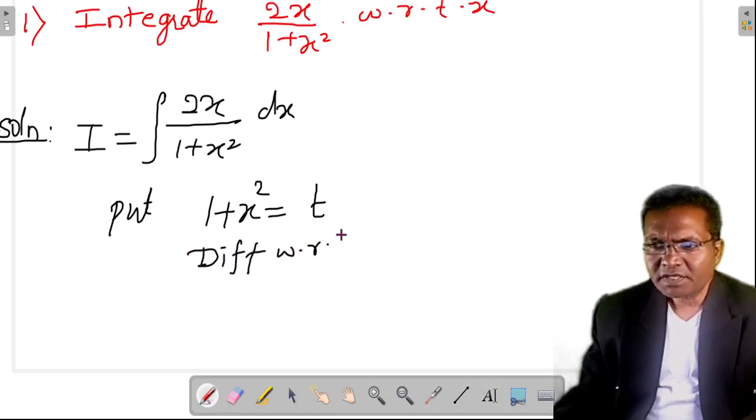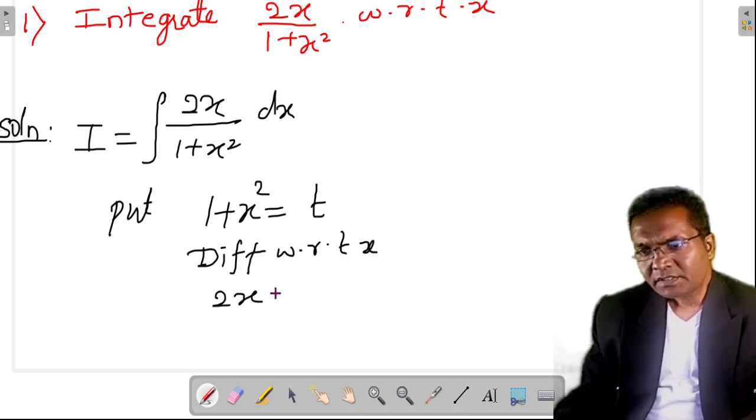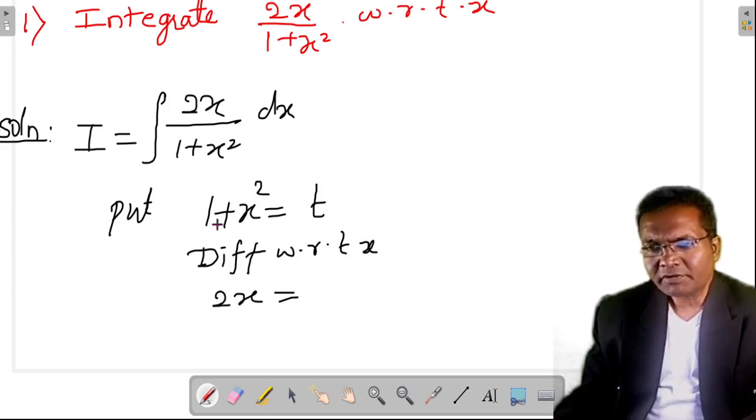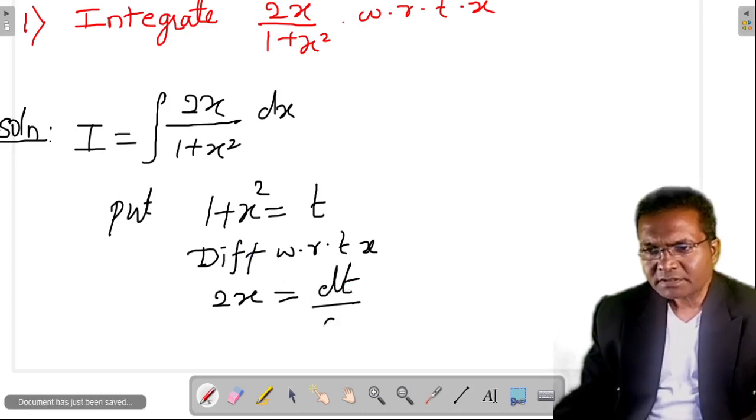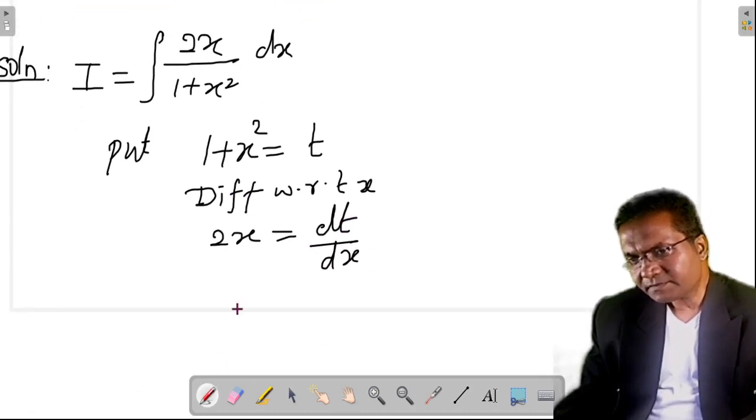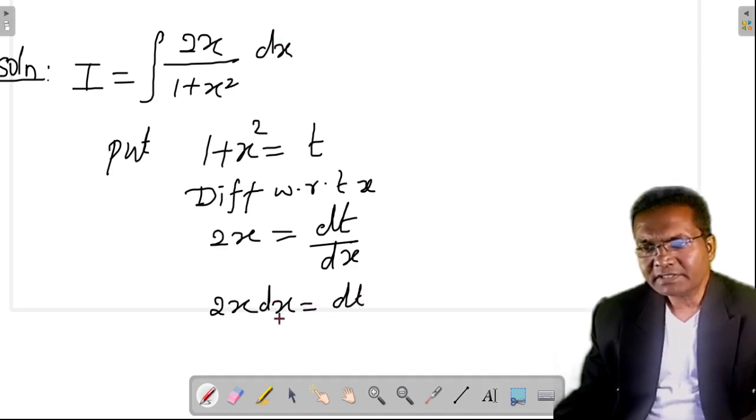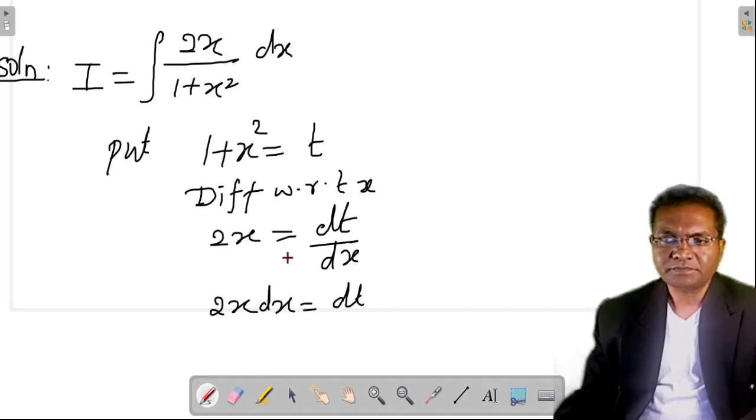So differentiate with respect to x. What will you get? X square derivative is 2x. Derivative of 1 is 0, so you should not write it. The derivative of t with respect to x is dt by dx. So we have 2x dx here. So that is why I am making this arrangement. 2x dx is dt.